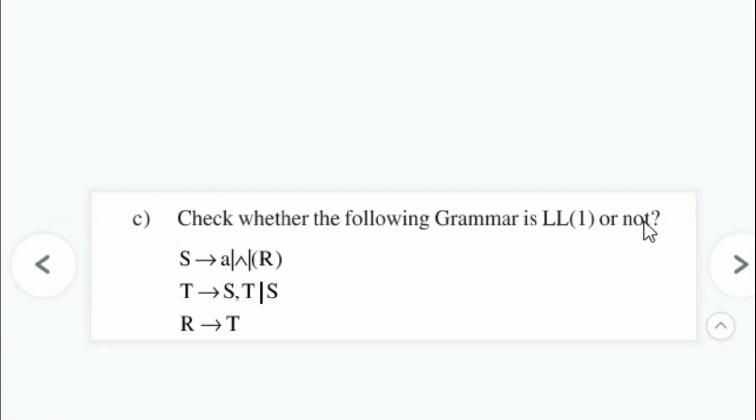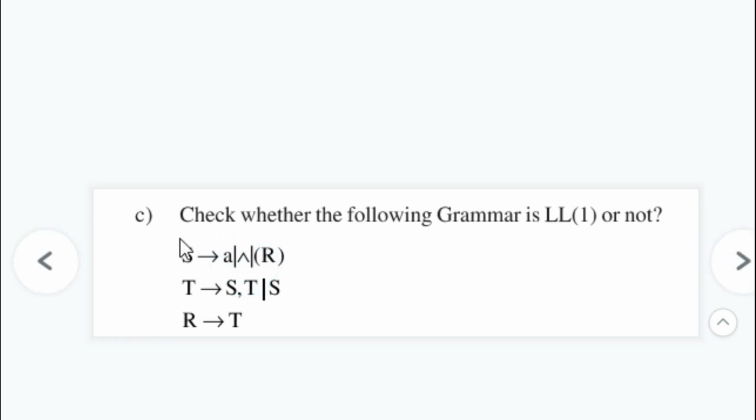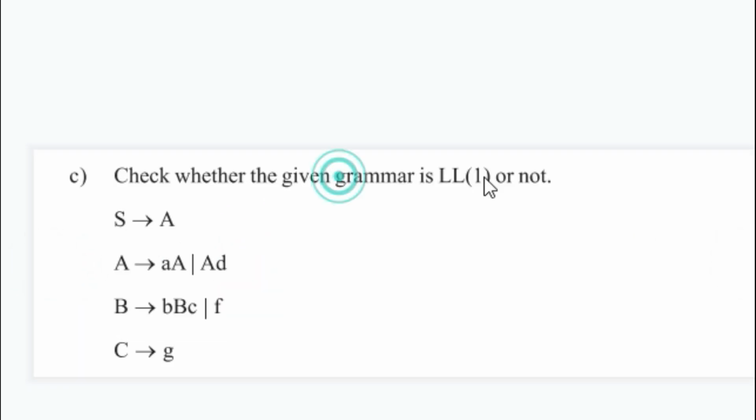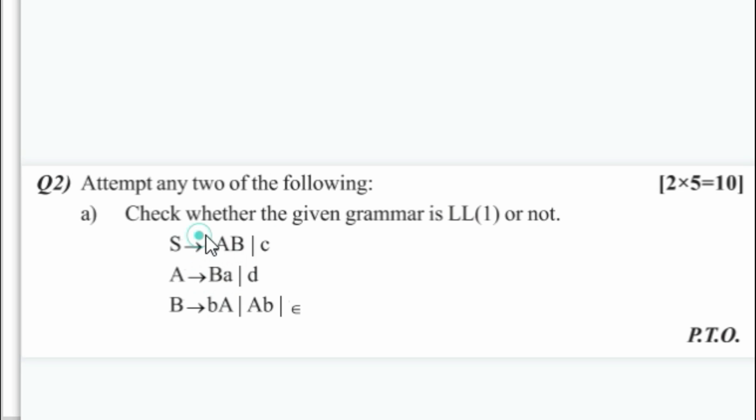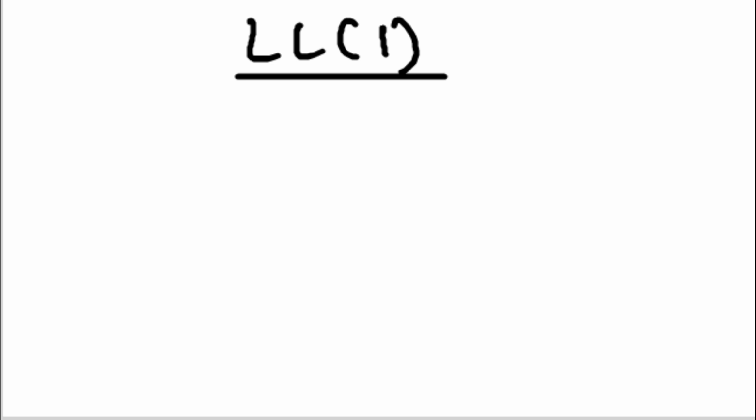Check whether the following grammar is LL1 or not. And this is a grammar. Check whether the given grammar is LL1 or not. And they give us a grammar like this. Check whether the given grammar is LL1 or not. So all of these are the same kind of questions. We have to check whether the given grammar is LL1 or not. So how do we check it?